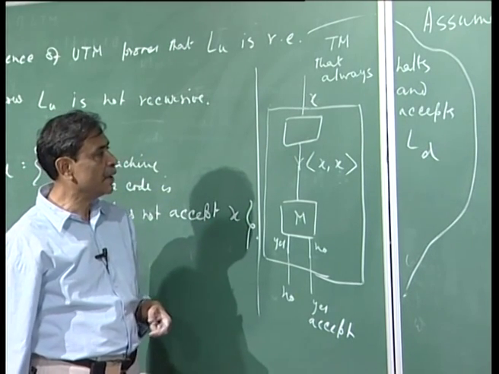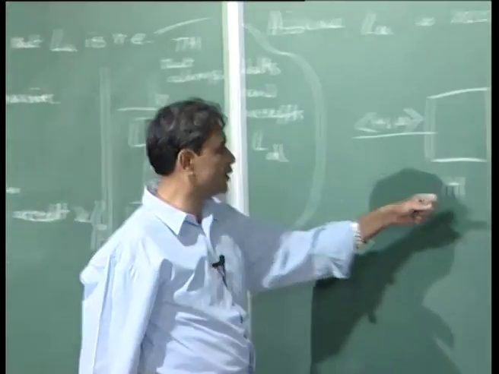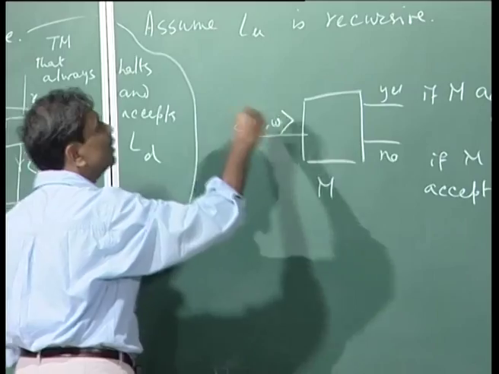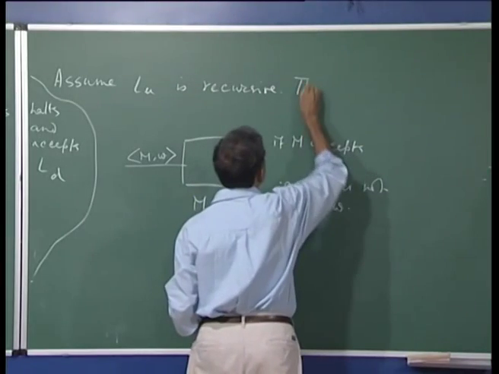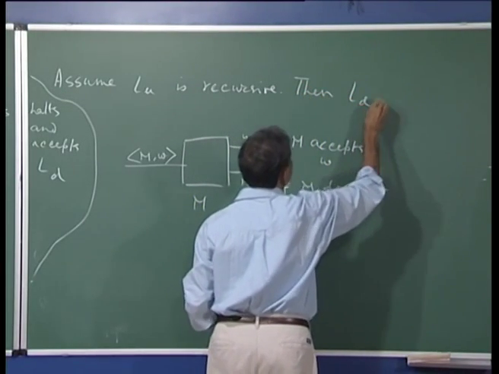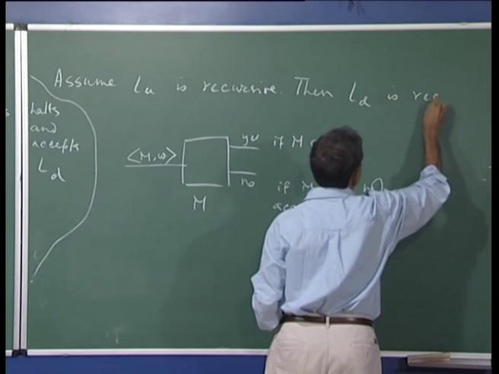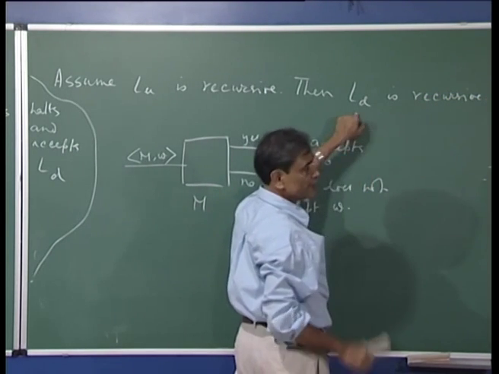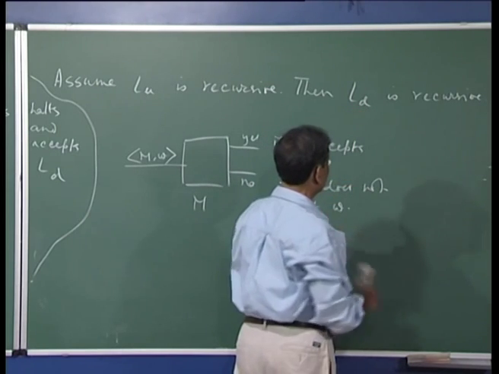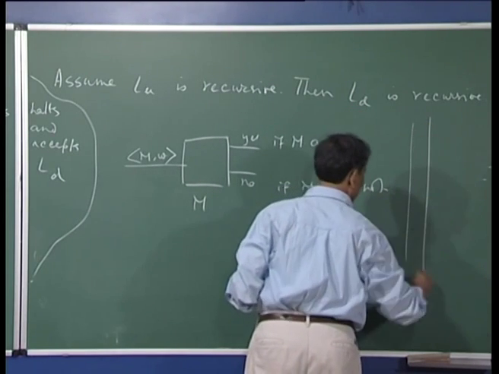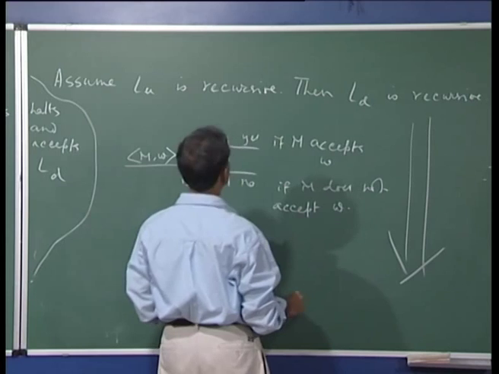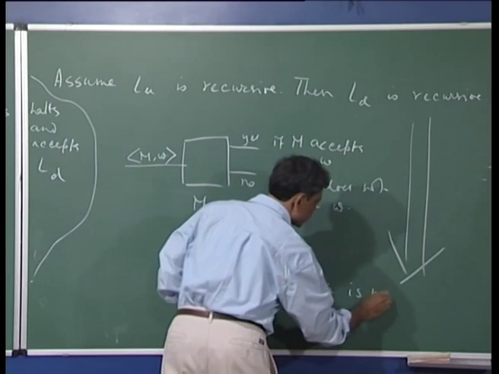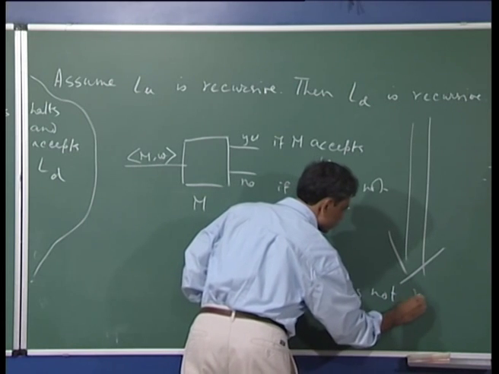So, that means what? That if such a machine exists, in other words, if LU is recursive, then LD is recursive. But we know LD is not recursive because it is not even recursively enumerable. So, from here, the conclusion is LU is not recursive.